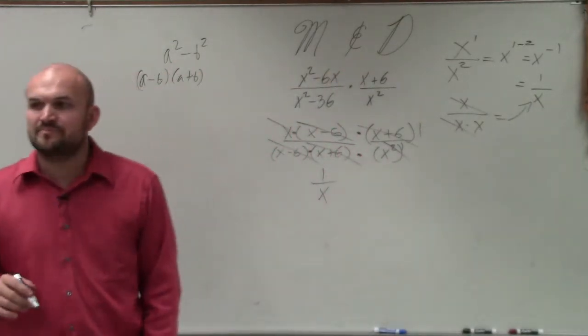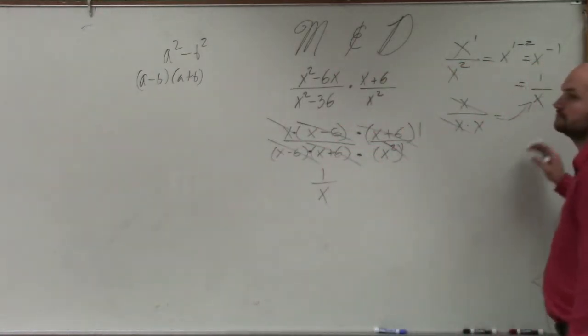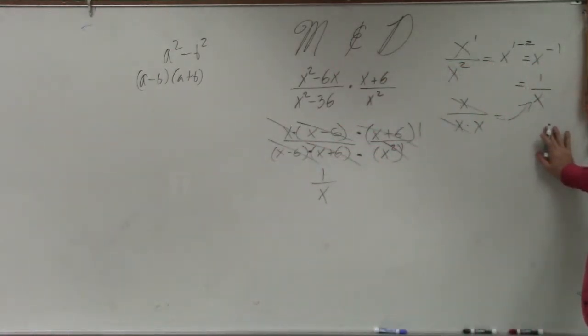Why did you cross out the x? Why did you cross out the x and the x too?